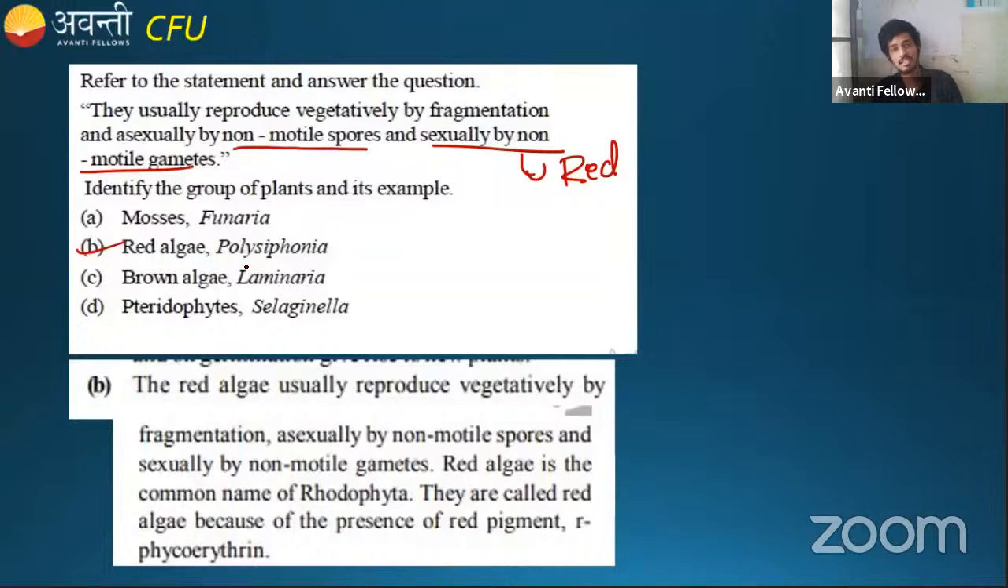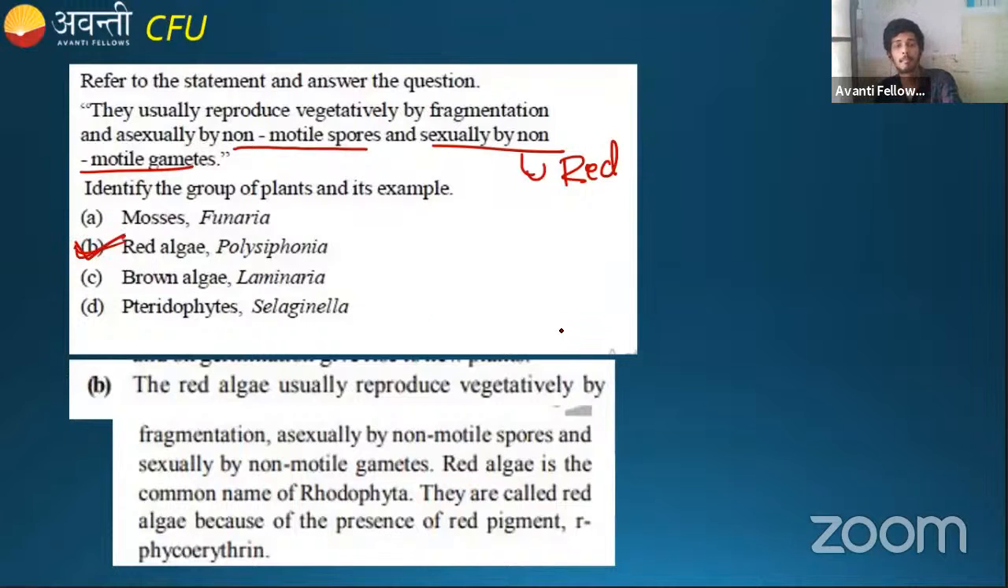CFU means check for understanding questions. So the answer is here: the red algae is the one which is doing it. If you didn't find the answer, you never touched the book. I know, that's still okay. So repeat it once again, because exams are here and you have to know these things to understand the next classes. It's one of the easy questions. Those who did not answer it correctly, go through the book one more time.